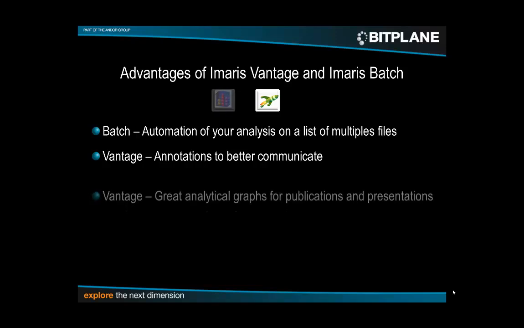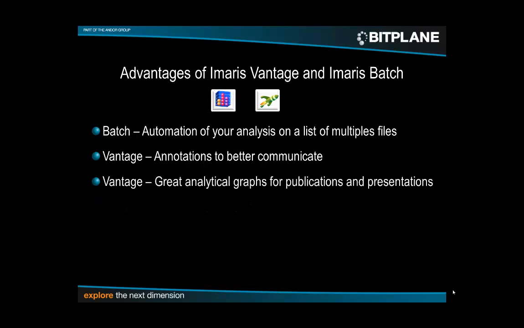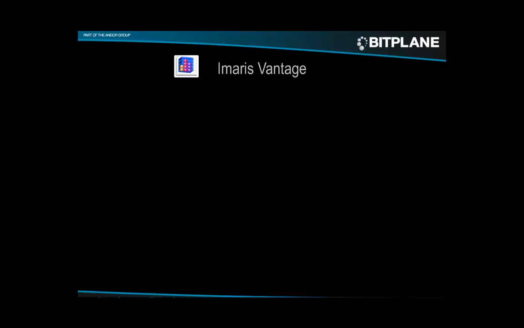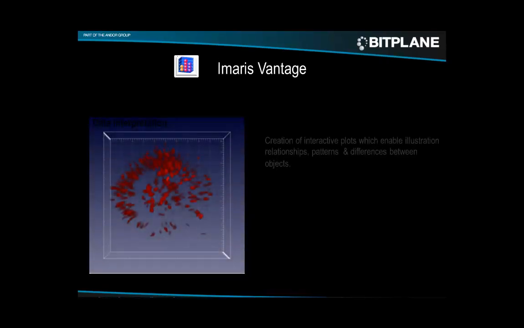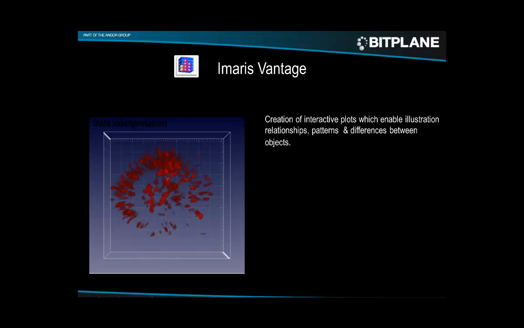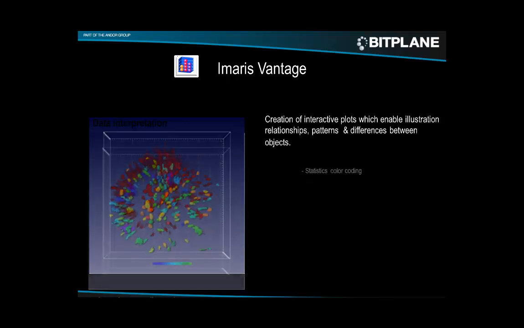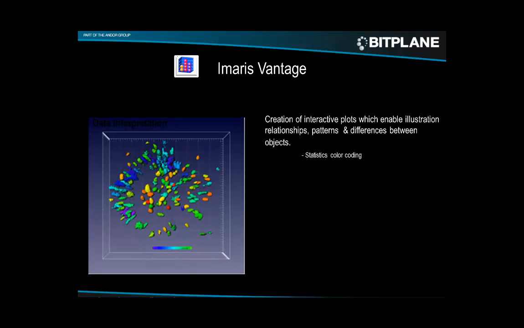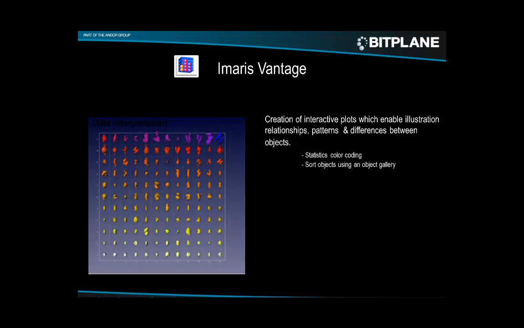With Imaris Vantage, I can generate beautiful analytical graphs for a paper or for my PowerPoint. For instance, here I'm showing the raw data of my Z-stack in the XYZ 3D space. I can model all my signal using the Surface tool to quantify my total number of objects and color code them according to their shape, all this in the XYZ 3D space. Then, using Imaris Vantage, I can now switch to an analytical space where I can create a gallery of my objects. I can sort my objects and color code them according to their volume.